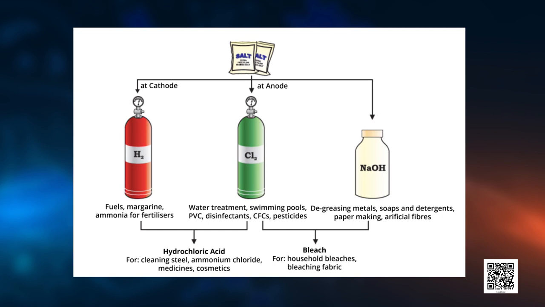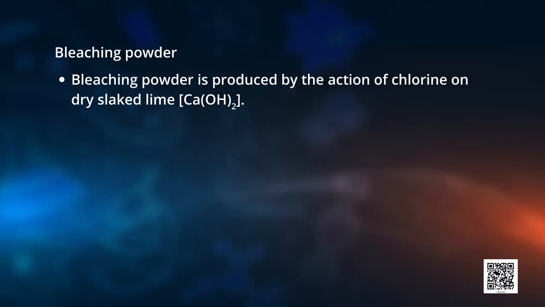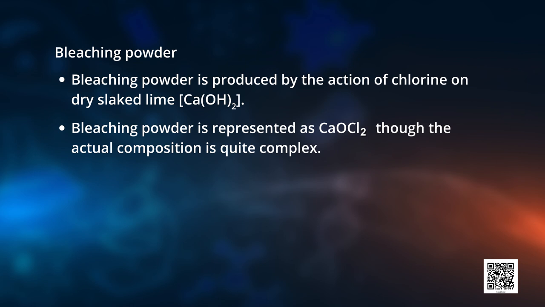Now, let us learn more about some specific products which can be produced from these three basic products from sodium chloride. The first product that we are going to study about is bleaching powder. As the name suggests, it is used for removal of color. The bleaching powder is produced by the action of chlorine gas, which was produced in the chloralkali process, on the dry slaked lime, that is calcium hydroxide. The bleaching powder is represented as calcium oxychloride, that is CaOCl2, which is produced by the chemical reaction as calcium hydroxide plus chlorine gives calcium oxychloride CaOCl2 and water.